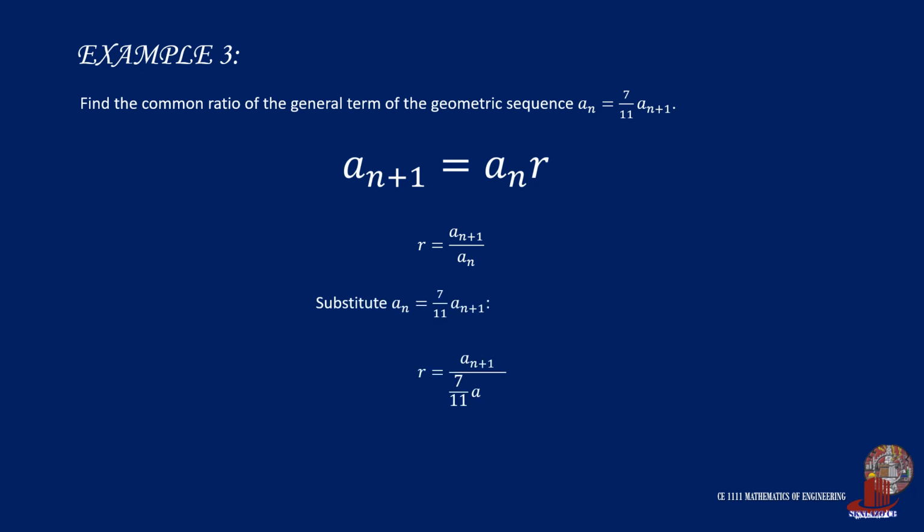Example 3 is solved easily even without a sequence provided. It states, find the common ratio of the general term of a geometric sequence a sub n is equal to 7 all over 11 of a sub n plus 1. Using the explicit formula, we can equate r with a sub n plus 1 all over a sub n. Then substitute a sub n from the given to have r equal to a sub n plus 1 all over 7 all over 11 of a sub n plus 1, where the a terms are cancelled out to have r equal to 11 out of 7.